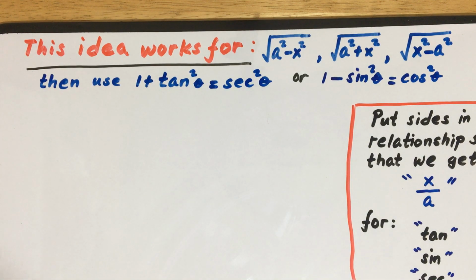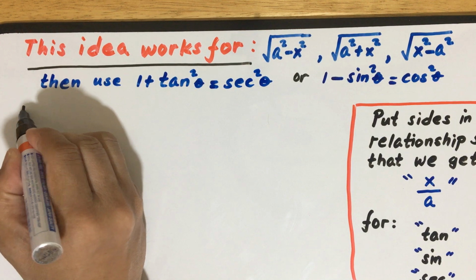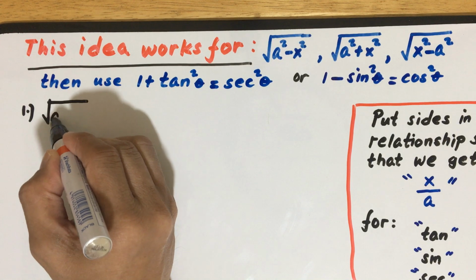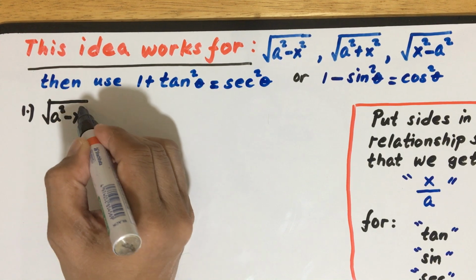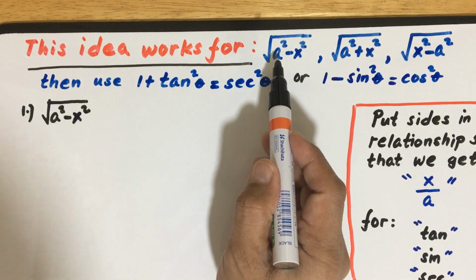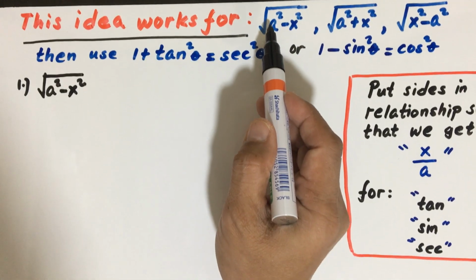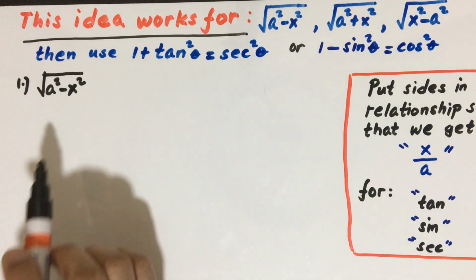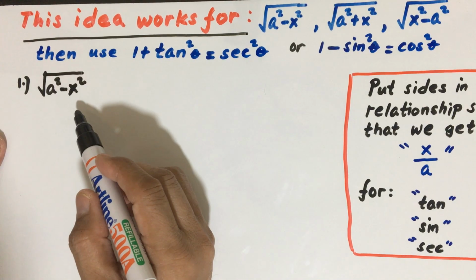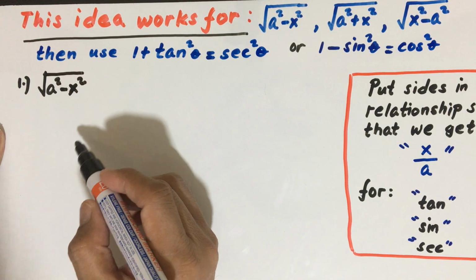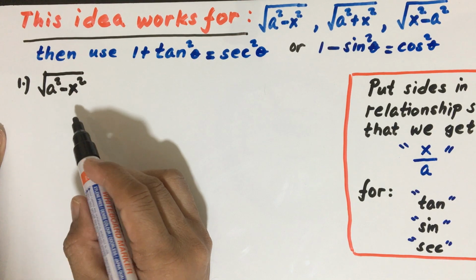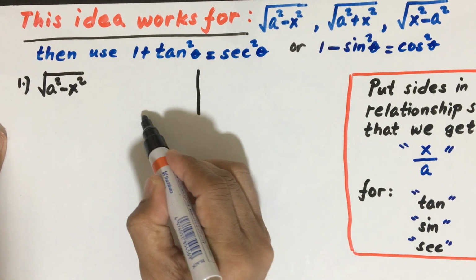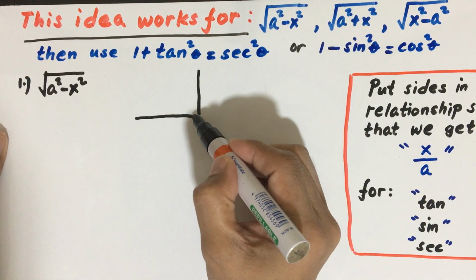For example, class, if we have this square root of a squared minus x squared, the first one, this. Okay? We can say that this is just part of the Pythagorean theorem, right? Where I can draw a triangle, specifically a right triangle.